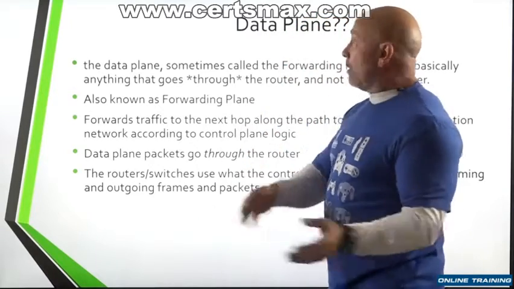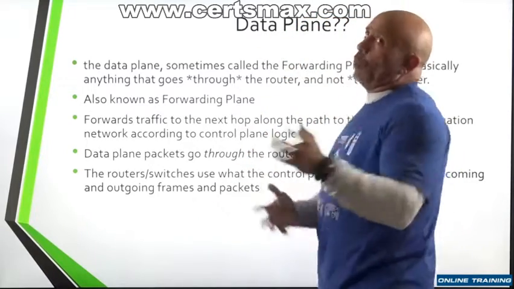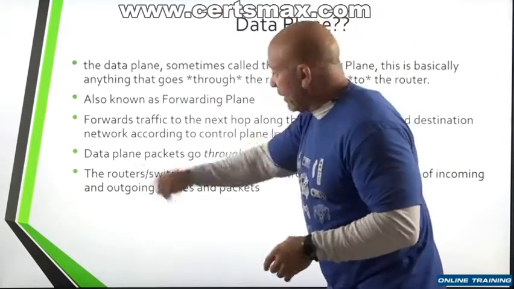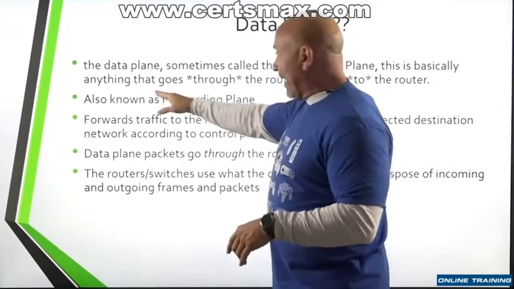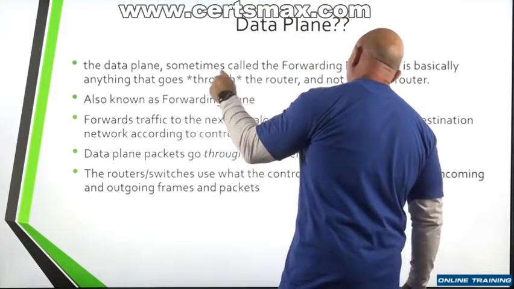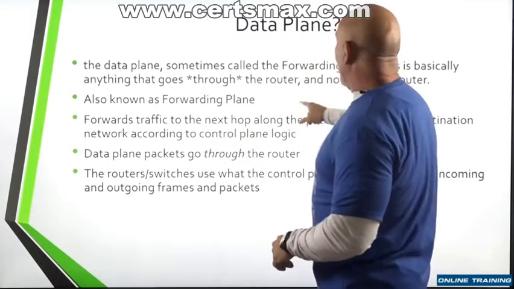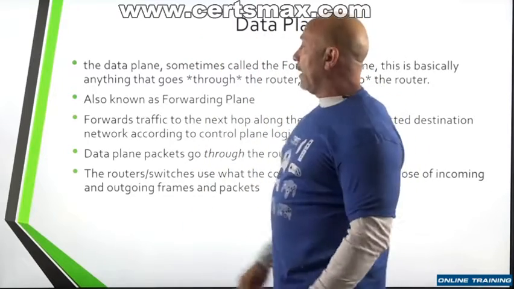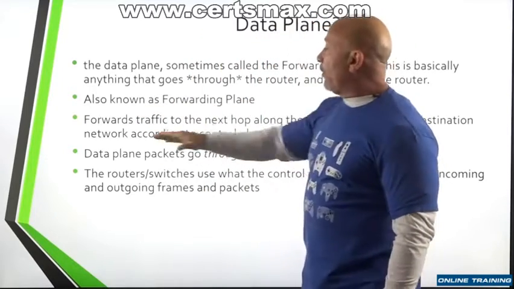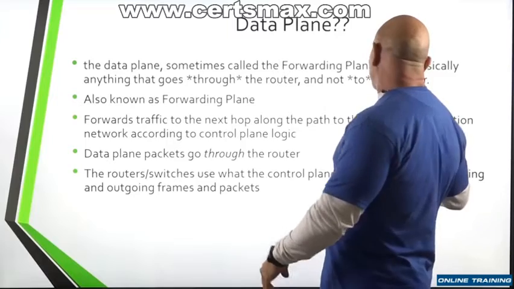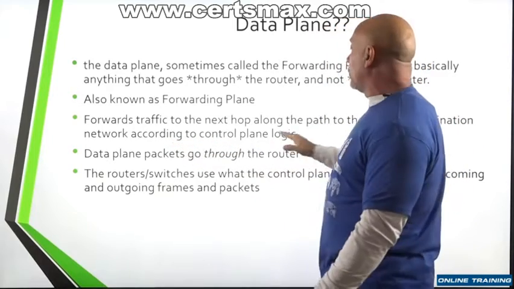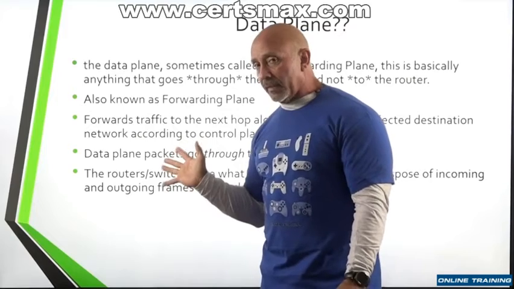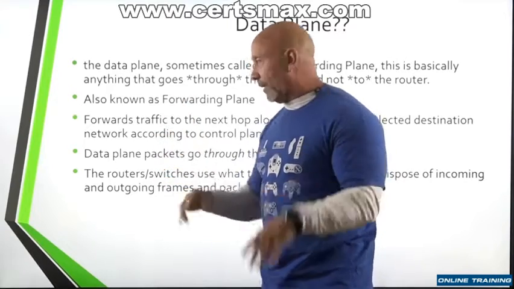Now, what I am going to explain a little bit is the data plane. What is that? The data plane is sometimes called the forwarding plane. This is basically anything that goes through the router and not to the router. It forwards traffic to the next hop along the path, that's the next destination network, according to the control plane logic. That's all the data plane is.